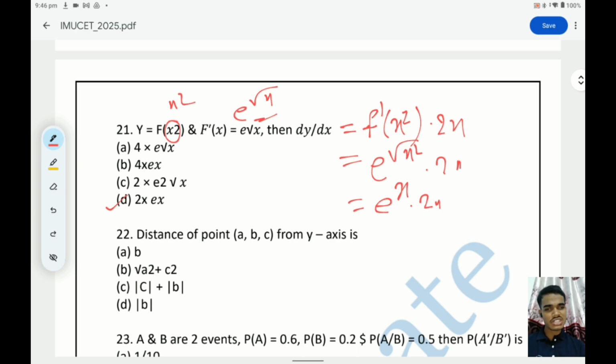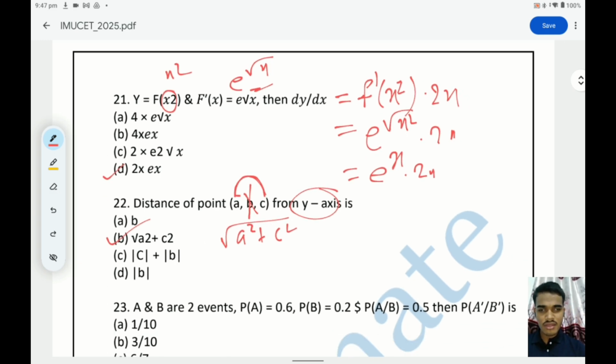Let's go about the distance of point (a, b, c) from the y-axis. So from the y-axis means perpendicular distance. Okay, perpendicular distance from the y-axis. So that will be square root of a square plus c square. Simple है. Option D. Okay, y-axis is पूछा, so we will eliminate y and take its perpendicular distance. Simple. Okay, let's go for 23.